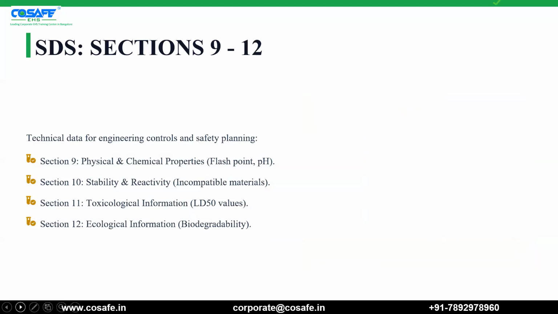Then we'll go for sections 9 to 12, which basically have technical data: section 9, physical and chemical properties; section 10, stability and reactivity of that component; section 11, toxicological information about the toxicity of this substance. Then section 12 is ecological information, what all the information about the ecological aspects, biodegradability and all that is mentioned in sections 9 to 12.